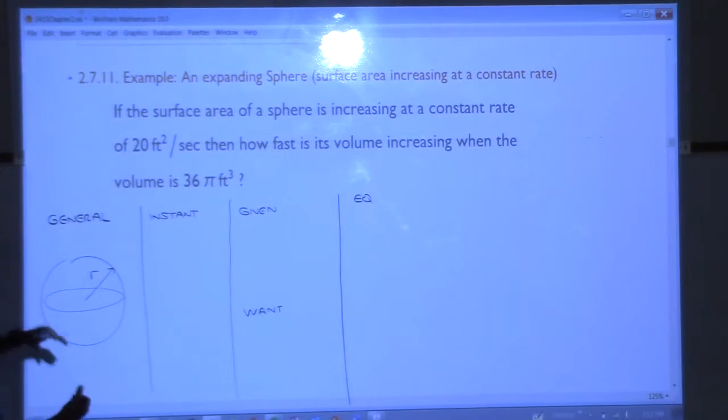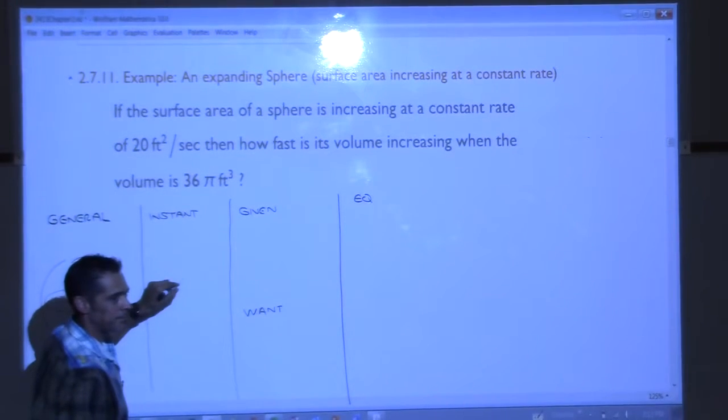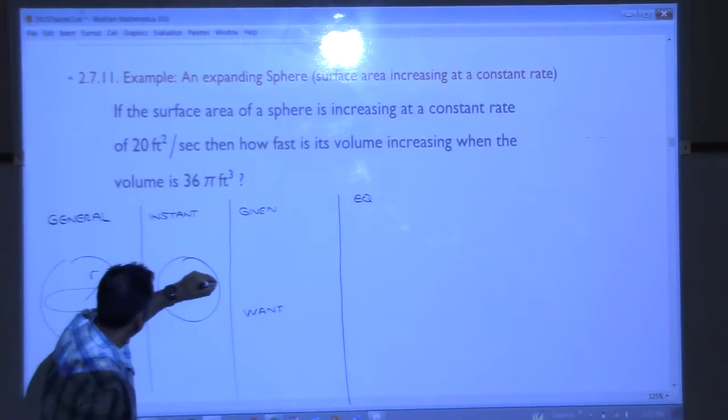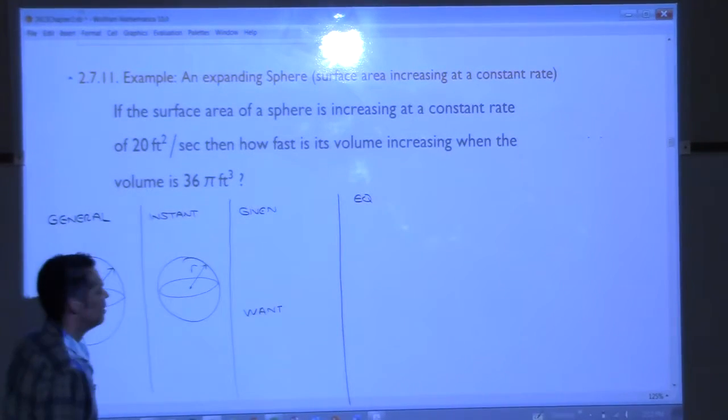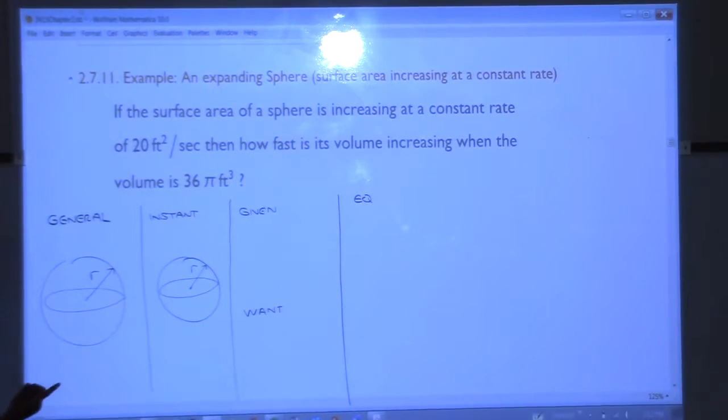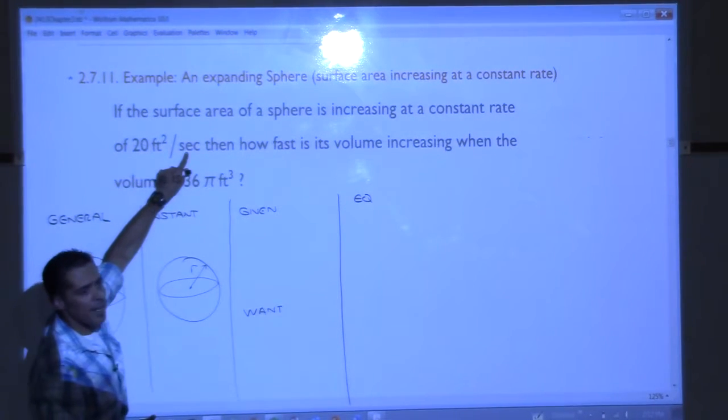Yeah? That's changing, right? Growing. All right. How about at the instant in time? Draw what? Sphere? Anything you can tell me about at the instant in time? Surface area is what? Is that the surface area? So you see this square feet per second?